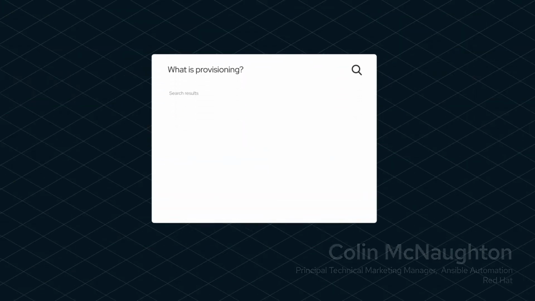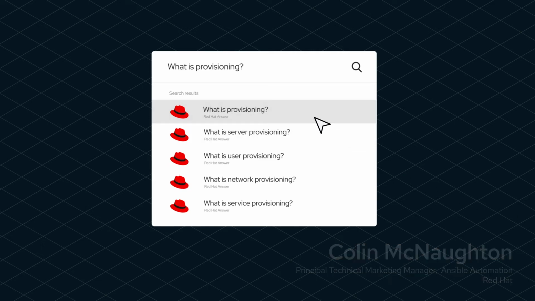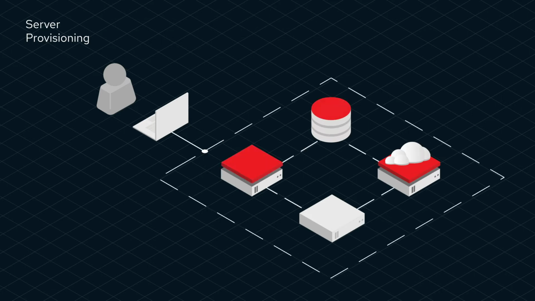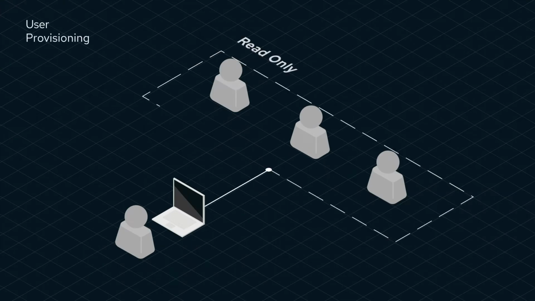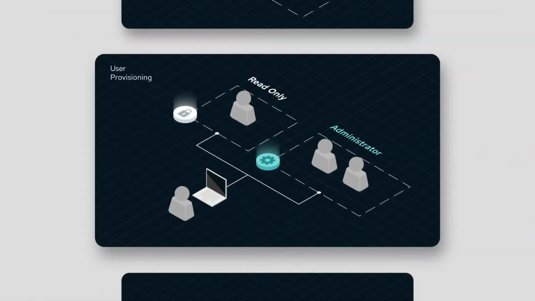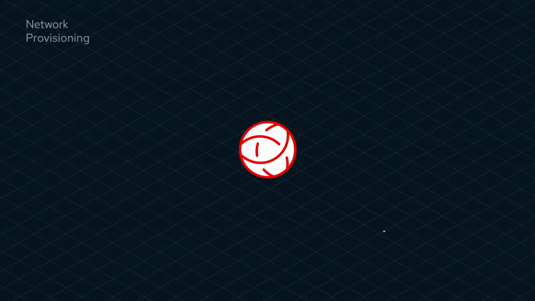When you talk about provisioning, there's a number of different types. First, there's server provisioning, which is the process of setting up a server to be used in a network based on required resources. Then there's also user provisioning, which is a type of identity management that monitors access rights and authorization privileges. Then there's network provisioning.